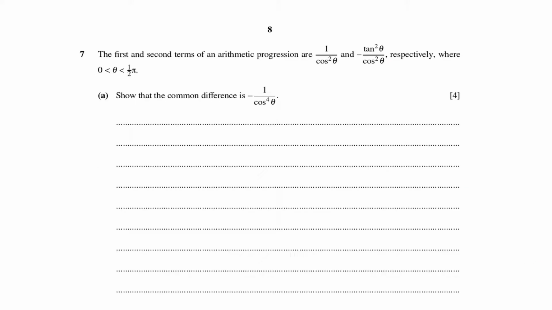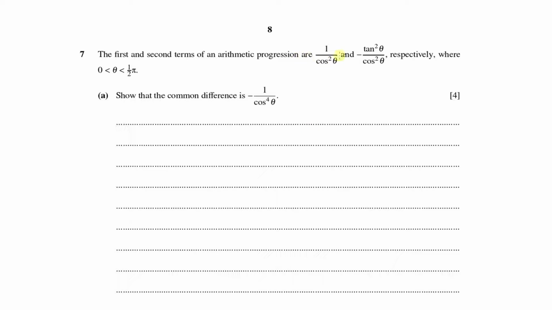Question number 7. The first and second terms of an arithmetic progression are 1 over cos squared theta and minus tan squared theta over cos squared theta, respectively, where theta ranges between 0 and half pi. So on A, show that the common difference is minus 1 over cos to the power 4 of theta.